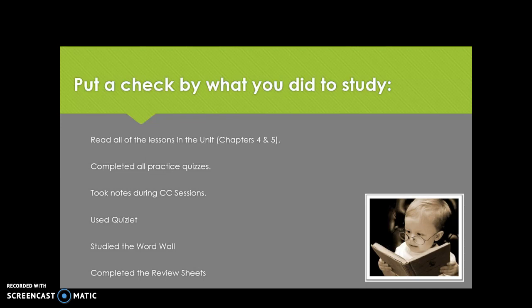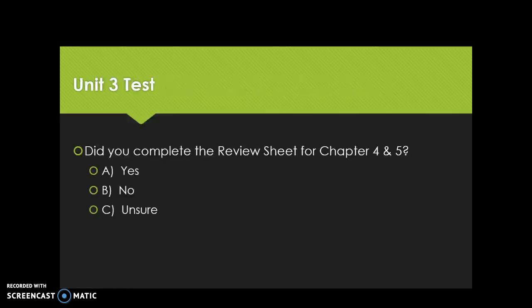And here's some things that you can do to help you improve your study. You can go through and read the lessons, take all the practice quizzes, take notes during the Class Connect sessions, use Quizlet, study the word wall. There's extra help videos and challenge videos there, and then complete the review sheets. Hopefully that is something that you're doing because, one, it gives you extra credit points, and two, it's helping you review and keep the material in your brain.